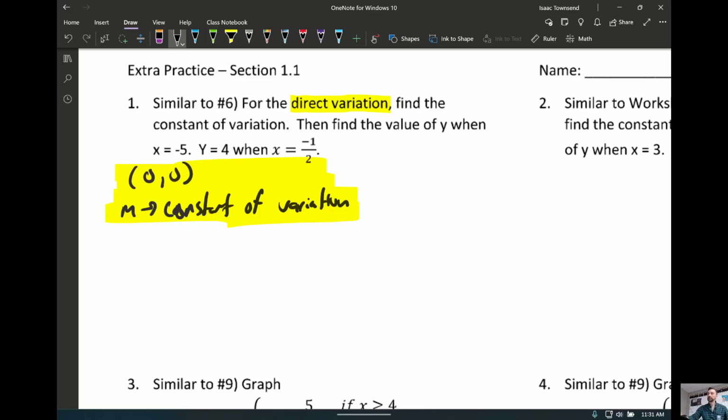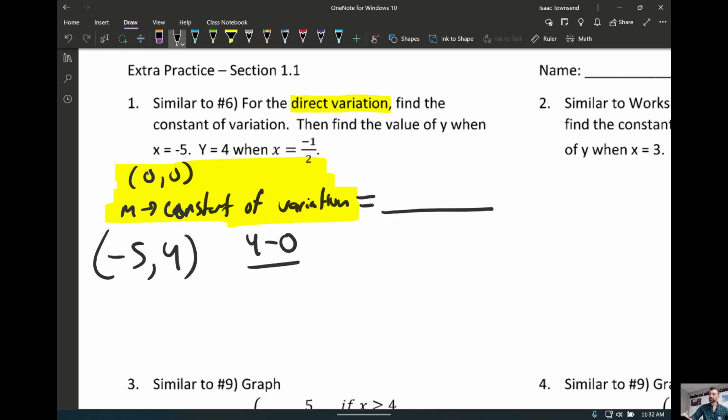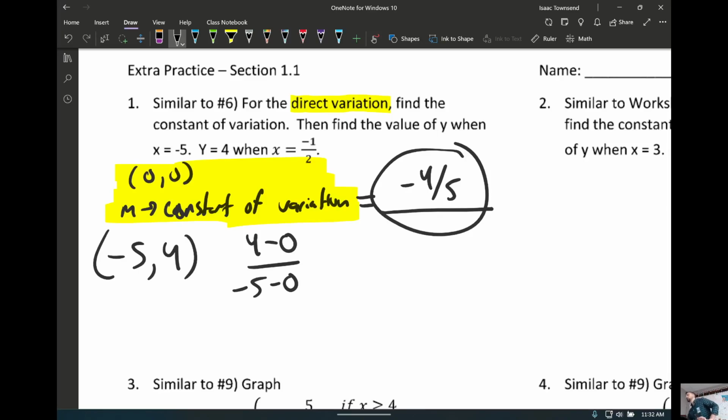Okay, so they give us a point here. When x is -5, y is 4. And because it's direct variation, they're really giving us a second point. So the constant of variation, since it's really just slope, you can subtract the y values over subtract the x values and get -4/5. There's the constant of variation. Now again, if you don't know it goes to the origin, you only have one point and you're going to be confused. You have to know it goes to the origin for that second point.